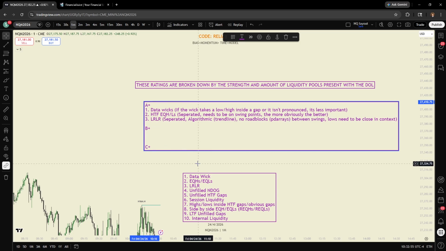Number 4, unfilled new day opening gap. One giant liquidity pool, or liquidity inefficiency, is a better way to put it. Much in the same way that a data wick is just one area on price that's very inefficiently traded, a new day opening gap is the same thing. Usually it'll get filled. That's important to note. Usually it gets filled.